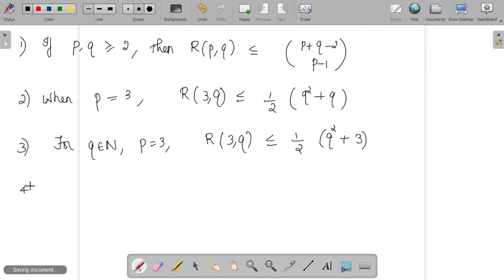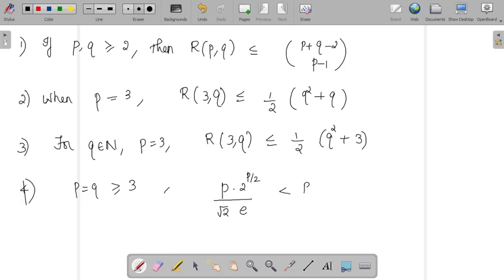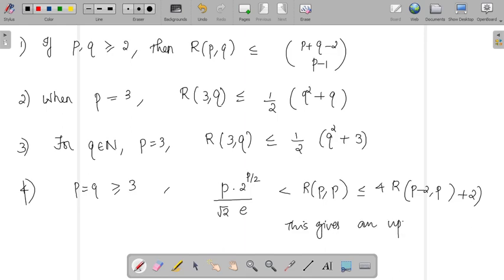And the next inequality we have is, when P and Q are both equal and greater than or equal to 3, then we have this inequality: P into 2 raised to P by 2 by root 2E is less than R of P, P, which is less than or equal to 4 R of P minus 2, P plus 2. So this inequality gives an upper bound for R of P, P. So these are a few inequalities other than what we have seen in the two theorems.